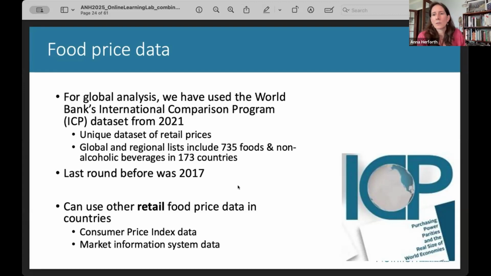And then the ICP also includes other things that are not foods for the purpose of price comparison, but we use the food items. And as you can see, the last round was in 2017. So it's not every year, it comes every few years. In countries, other retail food price data can be used that are updated much more frequently. And we'll hear about that in Nigeria, where prices are often collected by governments on a monthly basis. And so this indicator can be updated frequently using the data collected within countries.